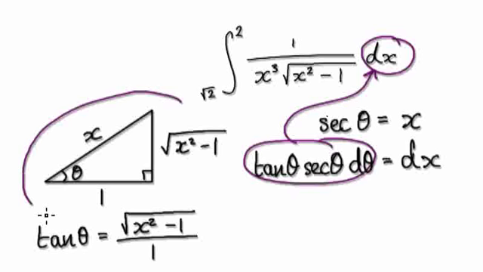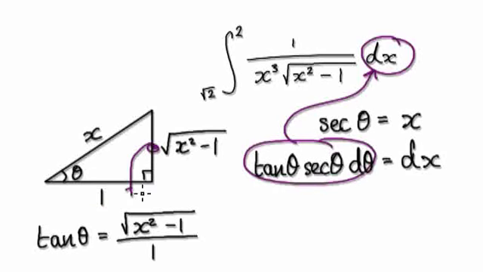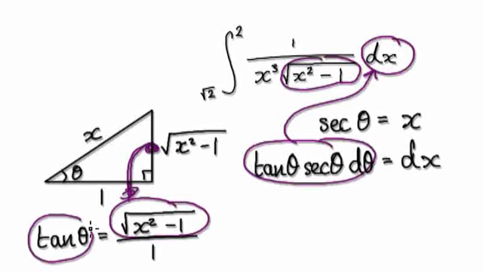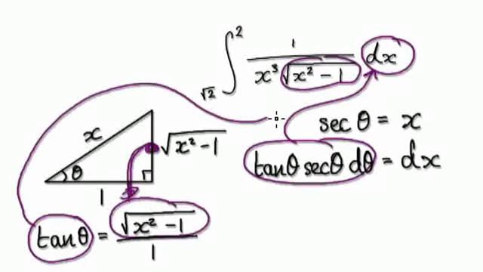Okay, and now look back at your right angle triangle. Tan theta will be opposite over the adjacent. So this complicated bit here is really tan theta. So we can put tan theta into here. And then now we still need to sort this out.